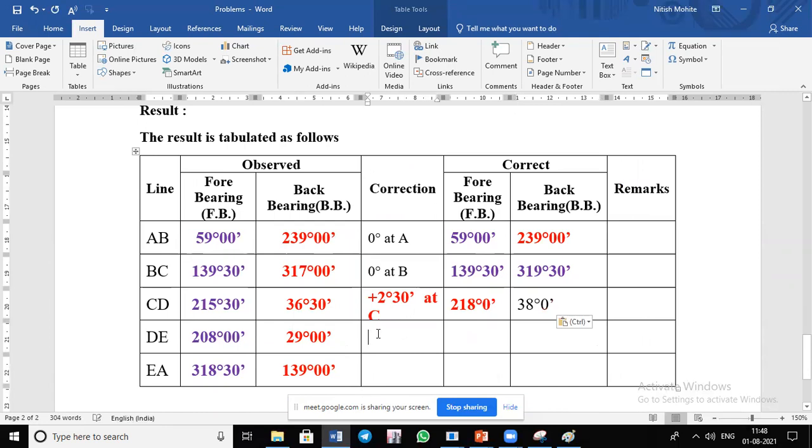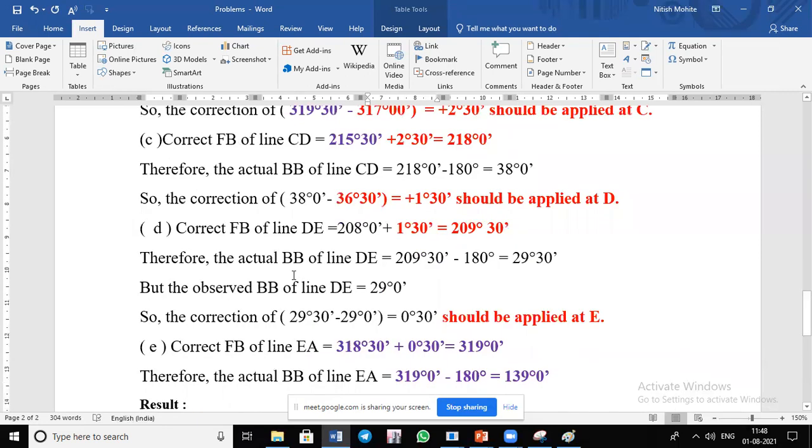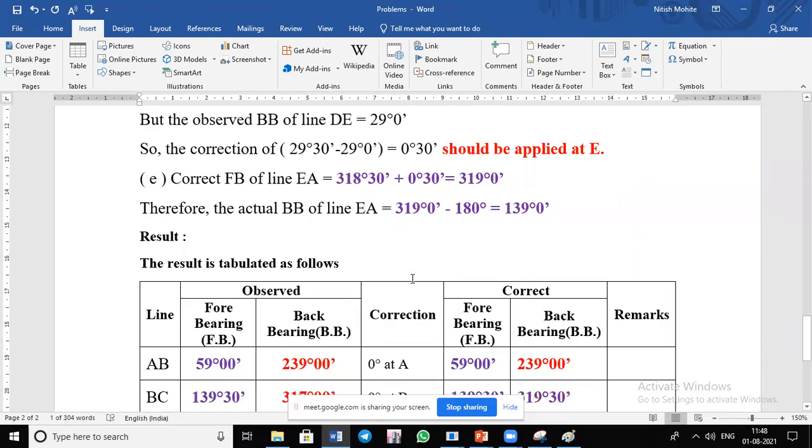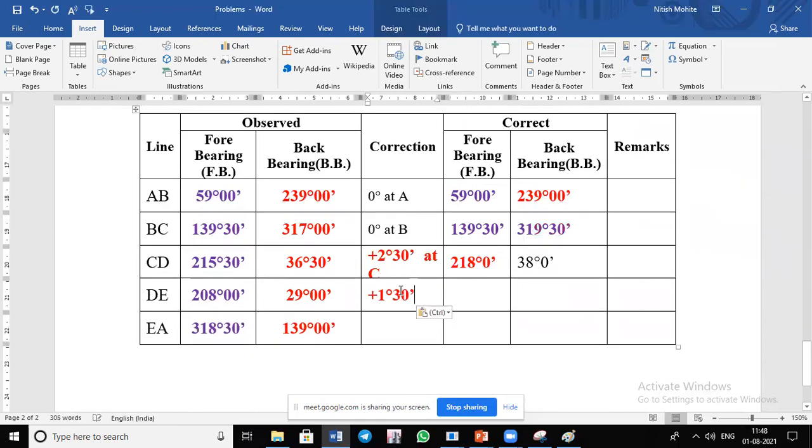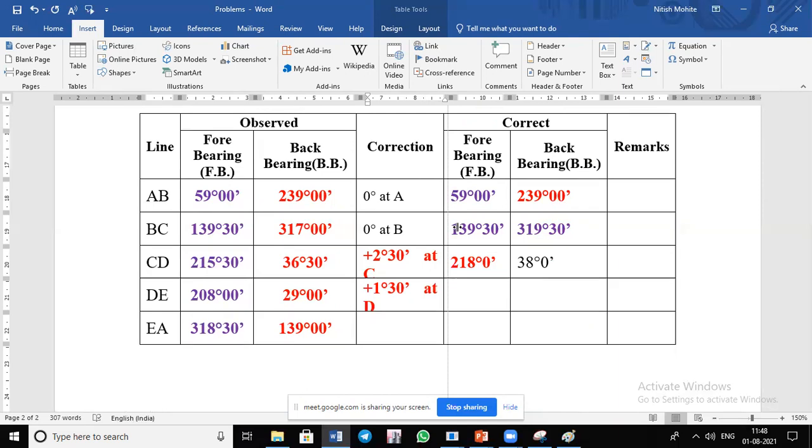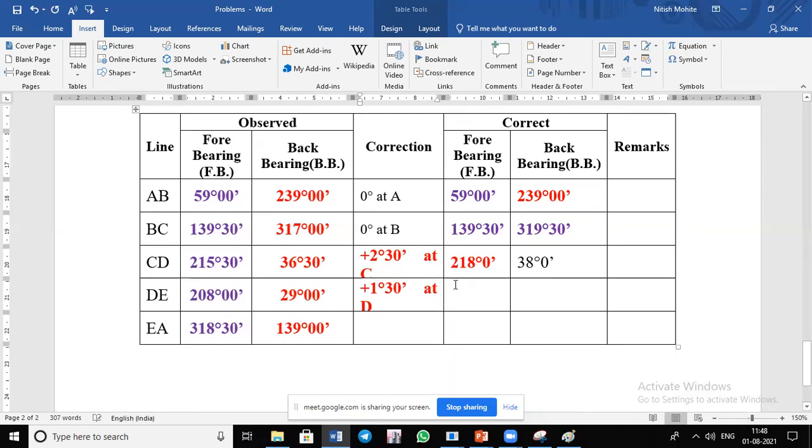Okay. Then we have seen again there was a correction at D, that was 1 degree 30 minutes. So all this you are supposed to write in the final observation table in order to get the points cleared out.